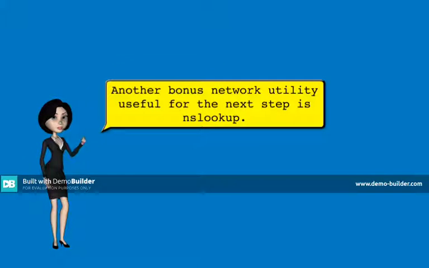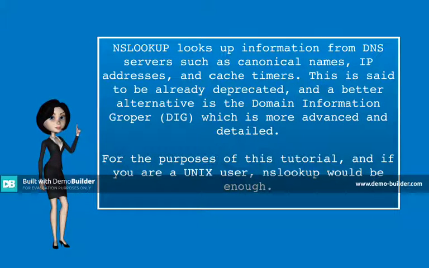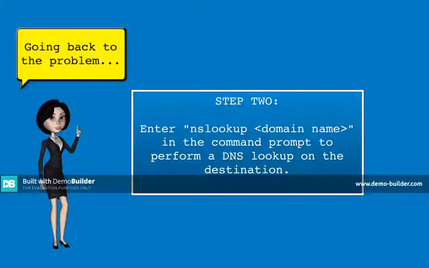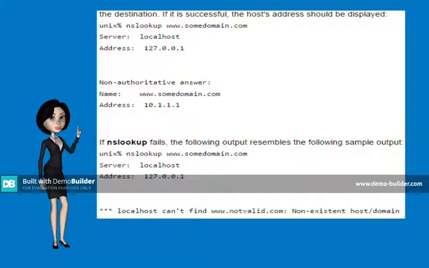Another bonus network utility useful for the next step is NSLookup. An NSLookup looks up information from DNS servers such as canonical names, IP addresses, and cache timers. This is said to be already deprecated, and a better alternative is the Domain Information Groper, or dig, which is more advanced and detailed. For the purposes of this tutorial, and if you are a Unix user, an NSLookup would be enough. Going back to the problem. Step 2, enter nslookup in the command prompt to perform a DNS lookup on the destination. Here are the possible results of the NSLookup.